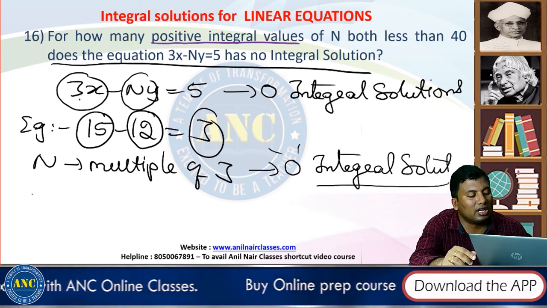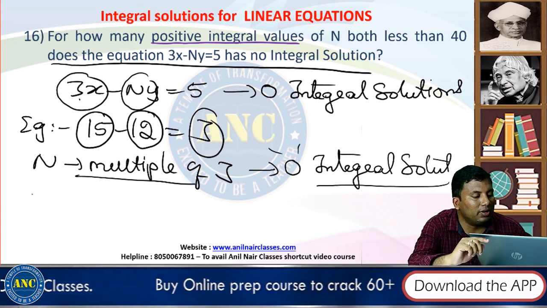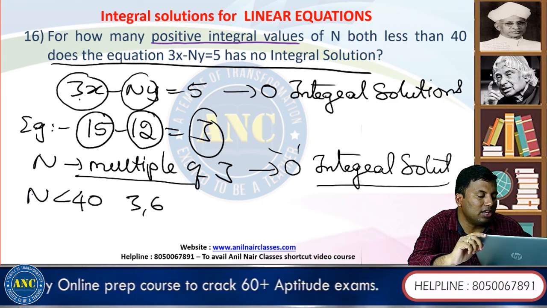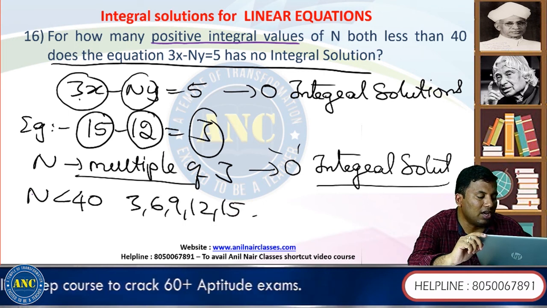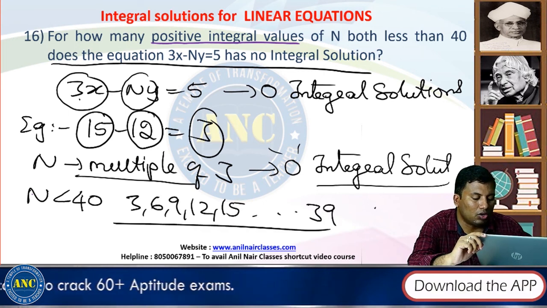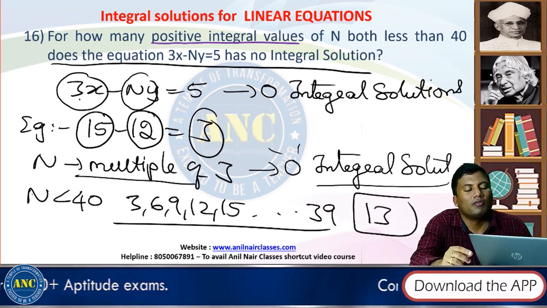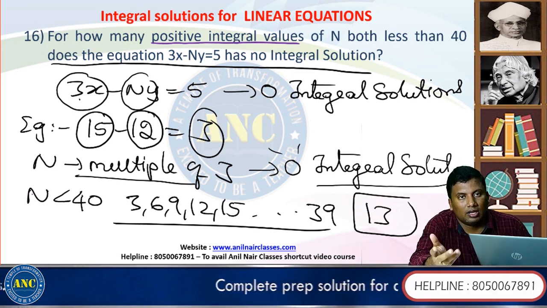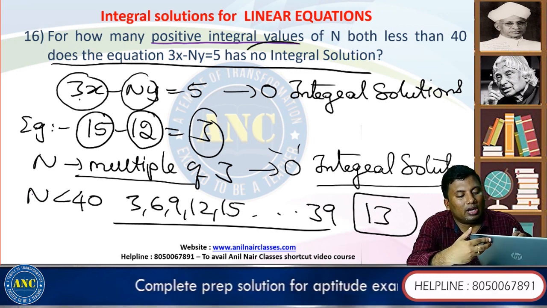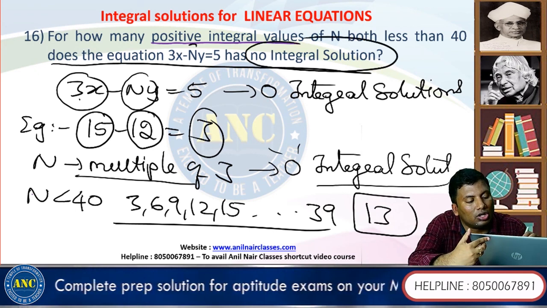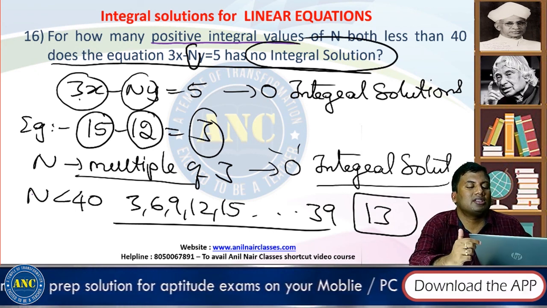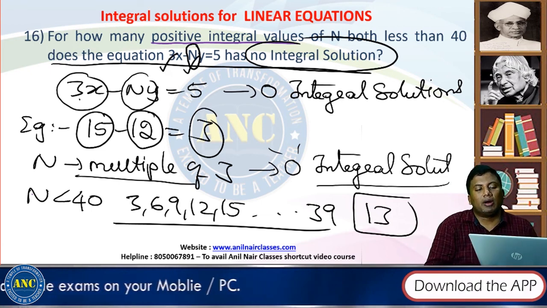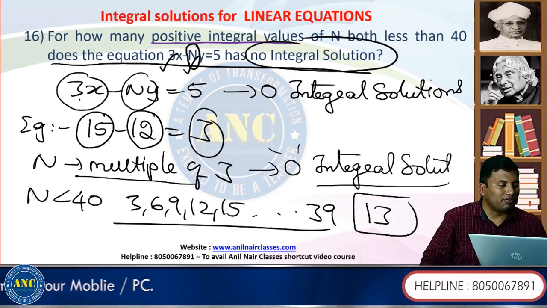Zero integral means there exists no integral solution. So n should be a multiple of 3. n is less than 40, so n will be 3, 6, 9, 12, 15 and so on up to 39. Total 13 values n cannot take, because if it takes them, it will have no integral solution. n should not be a multiple of 3. If n is a multiple of 3, both terms are multiples of 3, and 5 is not a multiple of 3. Idea clear?